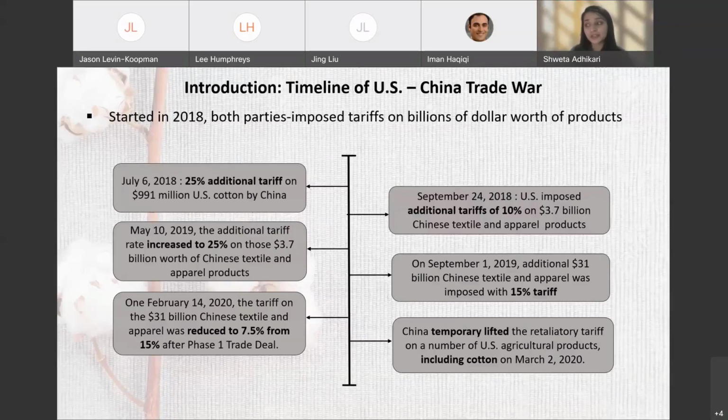So this tit-for-tat war was followed by the Phase One trade deal, which was in February of 2020. And this temporarily lifted the tariff that was implemented by China on cotton, but for the US, the tariff was reduced to 7.5% from 15% after the Phase One deal.